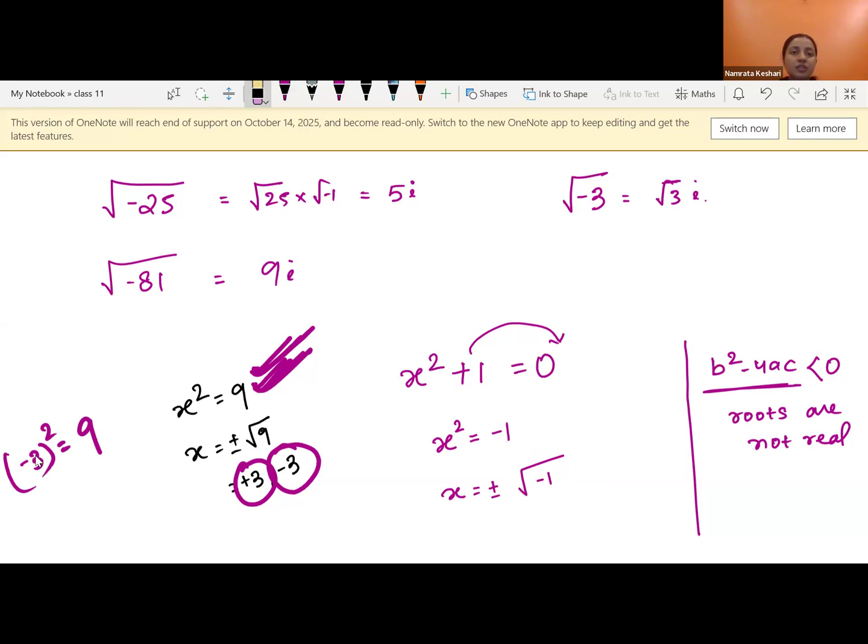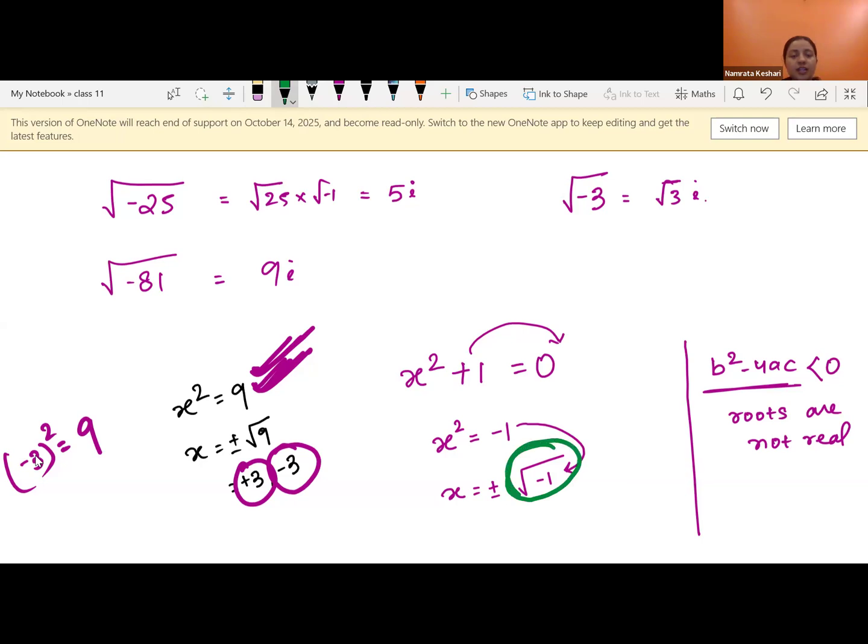So, the way we are dealing with that 9, the same way we have to deal with this minus 1. Plus minus under root we have to put over here as well, right? Yes, teacher.